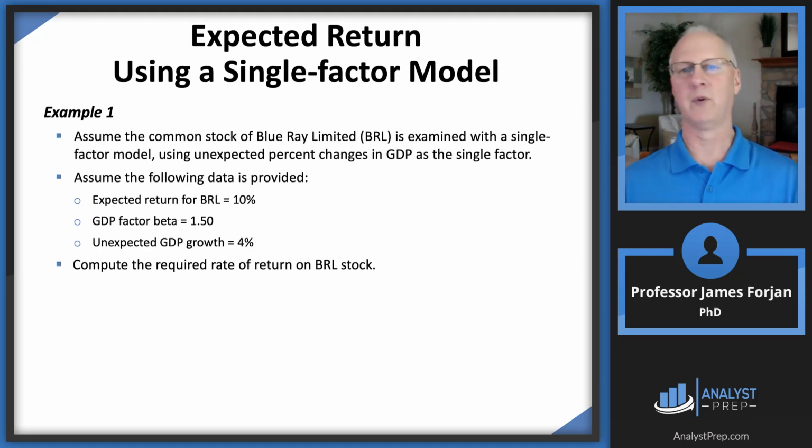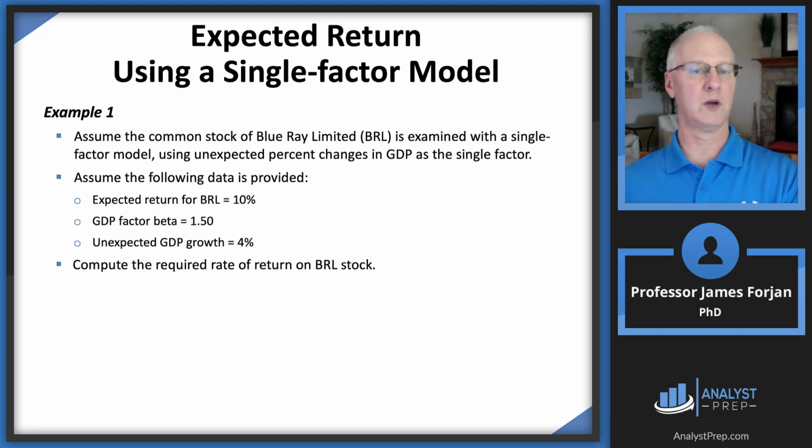I think some examples will probably help here. So we've got this company, Blu-ray Limited. We have the expected return of 10%. We have a GDP factor beta of 1.5, and then an unexpected GDP growth of 4%. All right, so let's use this single factor model to compute the return on this individual stock.